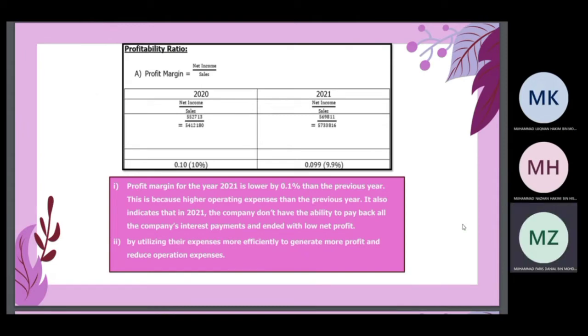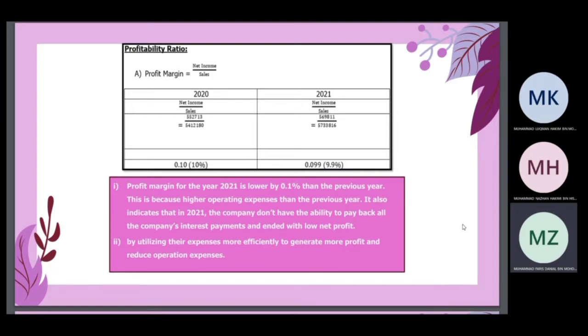Okay, so for profitability ratio, for profit margin for 2020, we got 0.10 or 10%. And for 2021, we got 0.099, which is 9.9%. Profit margin for the year 2021 is lower by 0.1% than the previous year. This is because of higher operating expenses than the previous year.